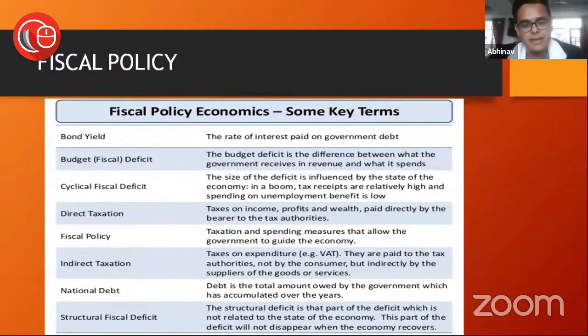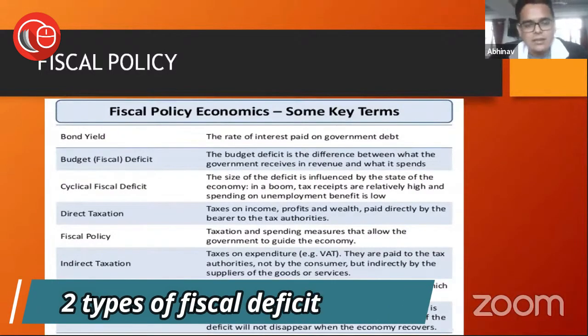But there are certain expenditures that the government has to do. The government has to do defense expenditure, it has to spend money on health, and it has to spend money on education, right? So in certain cyclical scenarios like this, obviously the fiscal deficit would increase because there is low productivity in the economy, right? Now, this is called a cyclical fiscal deficit.